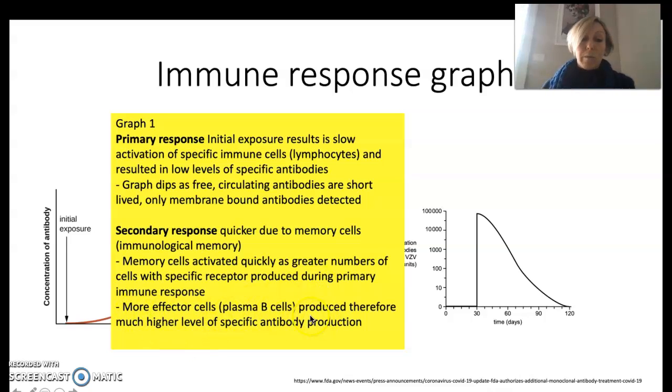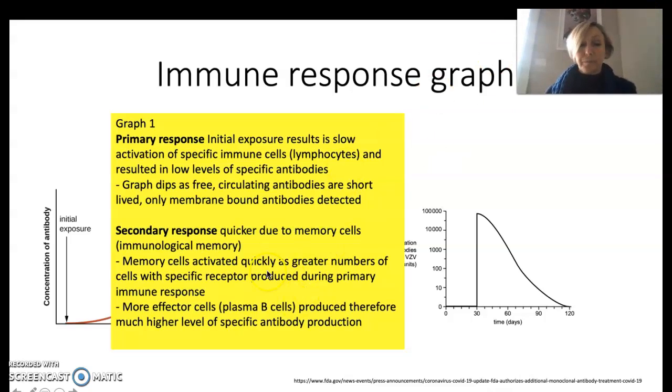The levels will be much, much higher. So it's a faster response because of the presence of those memory cells. And it's also a higher magnitude response due to the fact that you've got more effector B cells or plasma B cells to make the antibodies there.